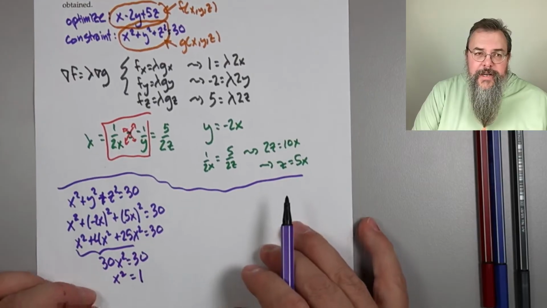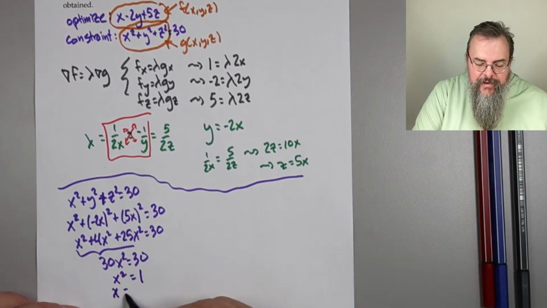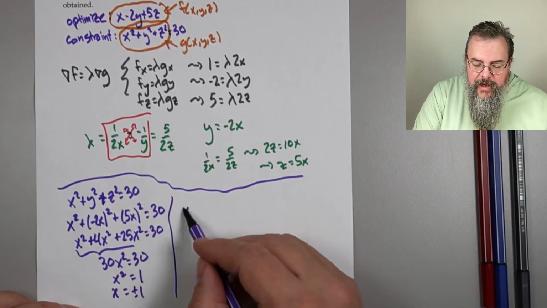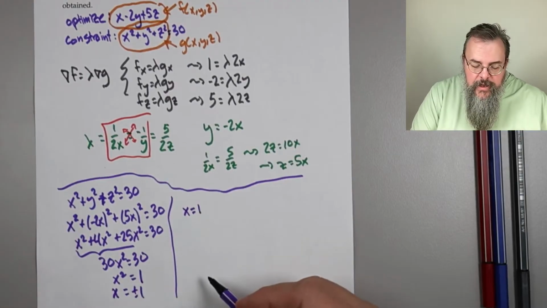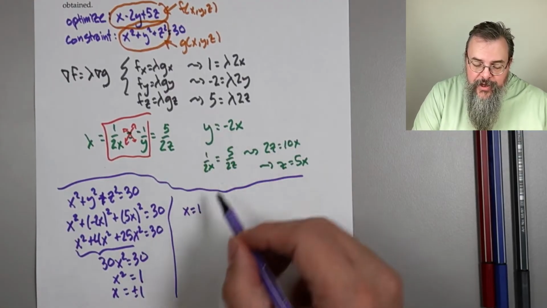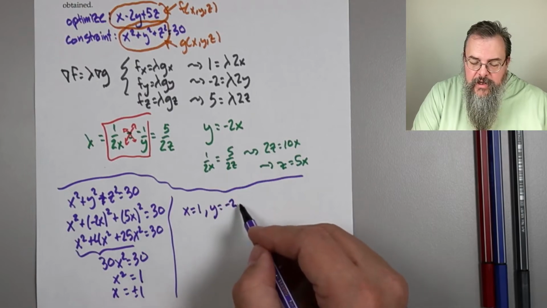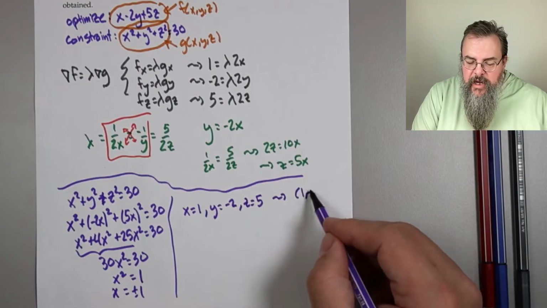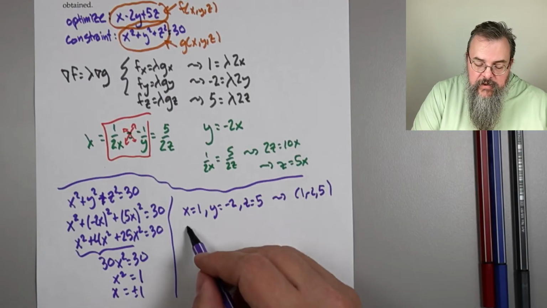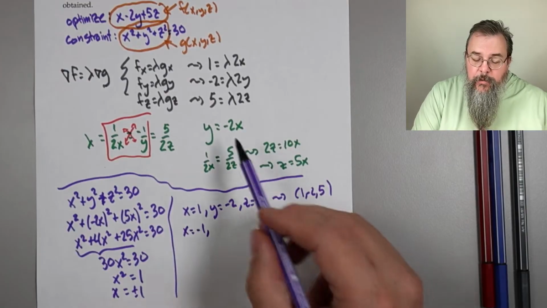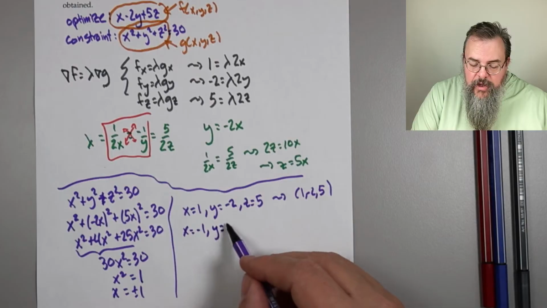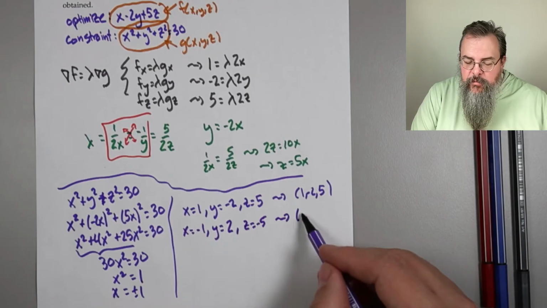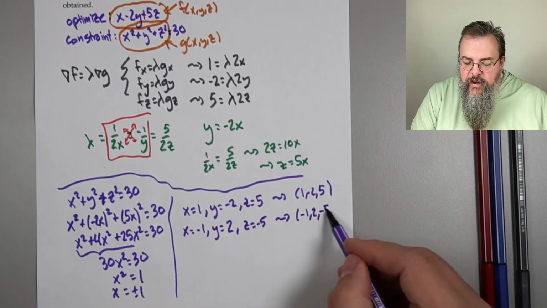Now, if x squared is 1, that tells us something. It tells us that x is either plus or minus 1. Okay, so what happens if x is 1? Well, if x is 1, y is minus 2 times 1, so you get y is minus 2. z is 5 times 1, so you get z equals 5. So there's the point (1, -2, 5). If x equals minus 1, well, okay, y is minus 2 times x, so y is plus 2. z is 5 times x, so z is minus 5. So that gives us (-1, 2, -5).